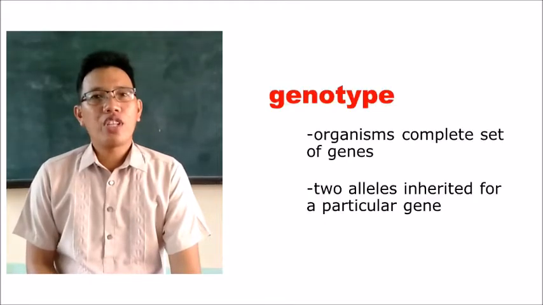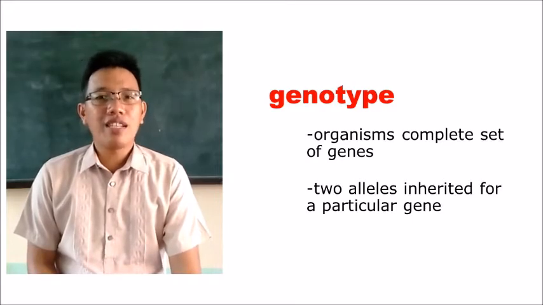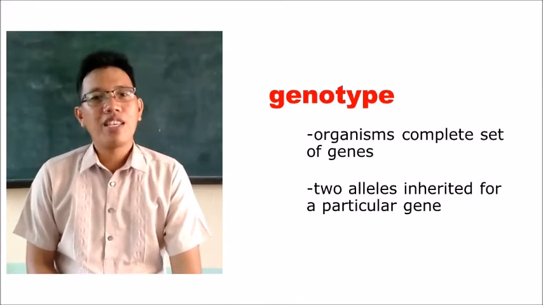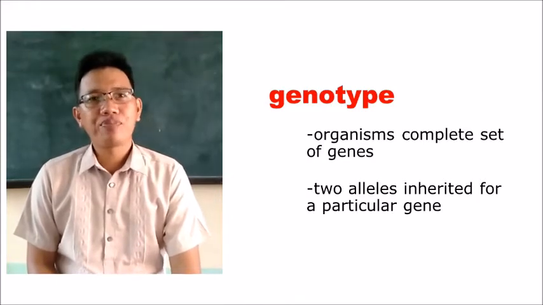And another one is genotype, which is the organism's complete set of genes. This is composed of 2 alleles inherited for a particular gene. If an allele is a single letter, a genotype is composed of 2 alleles, meaning it is composed of 2 letters or more.